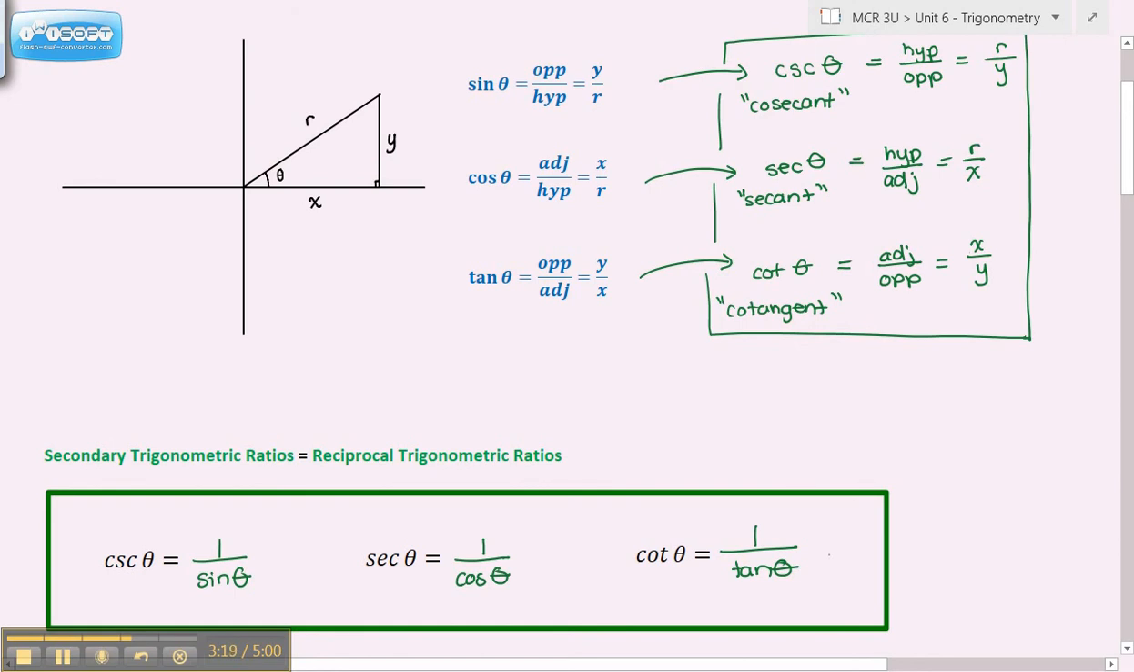So now you'll need to also understand cosecant, secant, and cotangent as three additional ratios along with your primary trig ratios. So these 6 in total make up the trigonometric ratios which we will know this year.